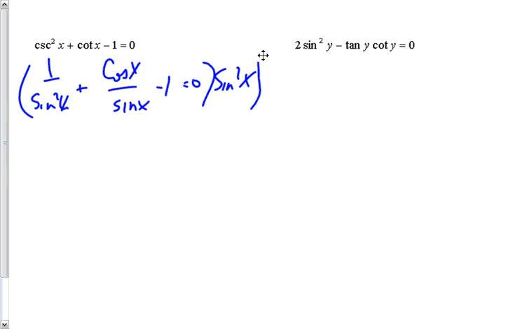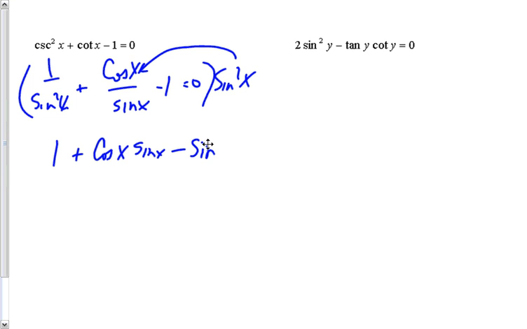If I do that, sine squared times 1 over sine squared is my favorite number, 1. Plus, the sine squared times cotangent gives me cosine of x, sine of x. Not good, be honest. If we can't factor anything out, we're going to be up the creek. And then I get minus sine squared x equals 0.